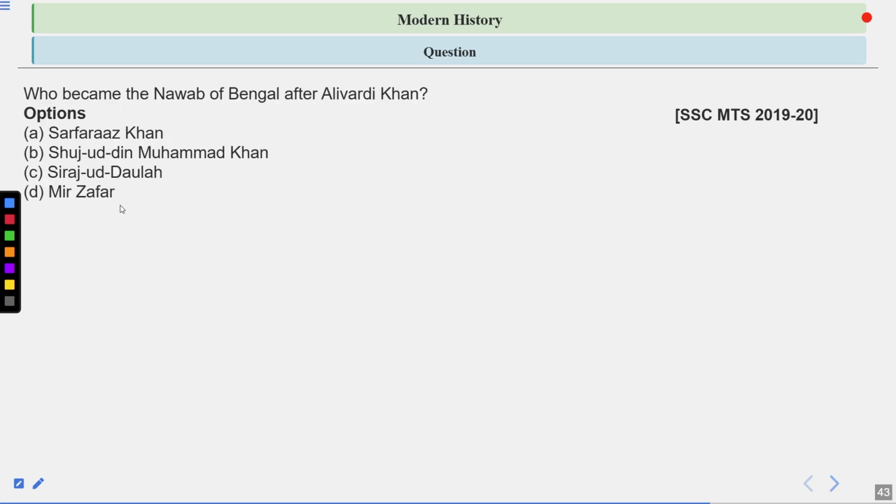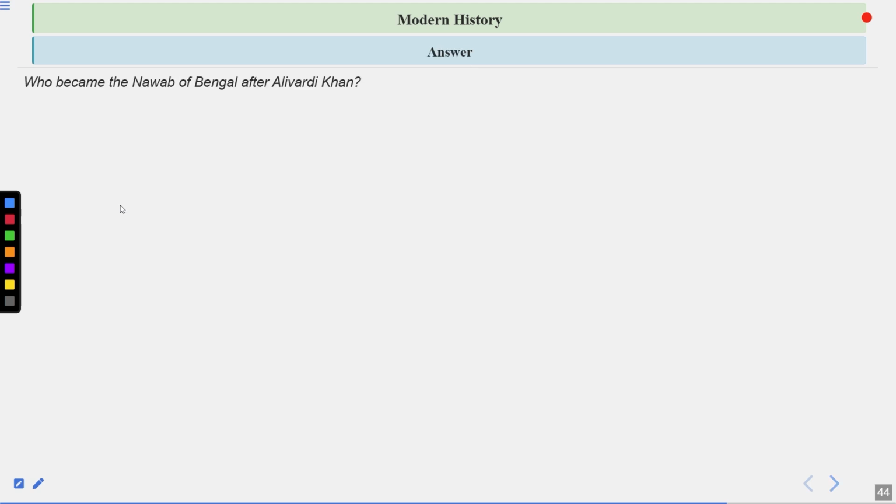Who became the Nawab of Bengal after Ali Vardi Khan? Options are Sarfaraz Khan, Sajauddin Muhammad Khan, Sirajuddaulah, Mir Zafar. To answer, 10 seconds are there. Time starts now. Time's up. The correct answer is C. Sirajuddaulah. Solution.